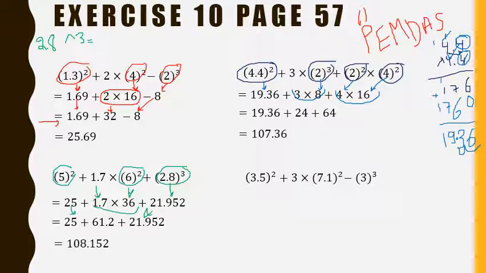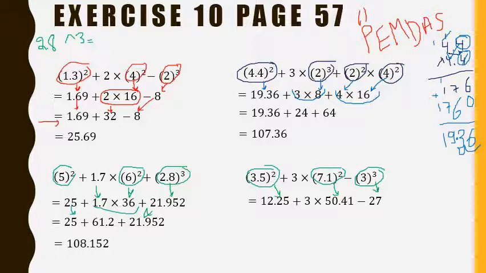Another expression, start also by finding the exponent in this case. So 3.5 squared is 3.5 times 3.5, which is 12.25. Drop down 3 times 7.1 squared, which is 50.41. 3 cubed is 27. So what to do here?